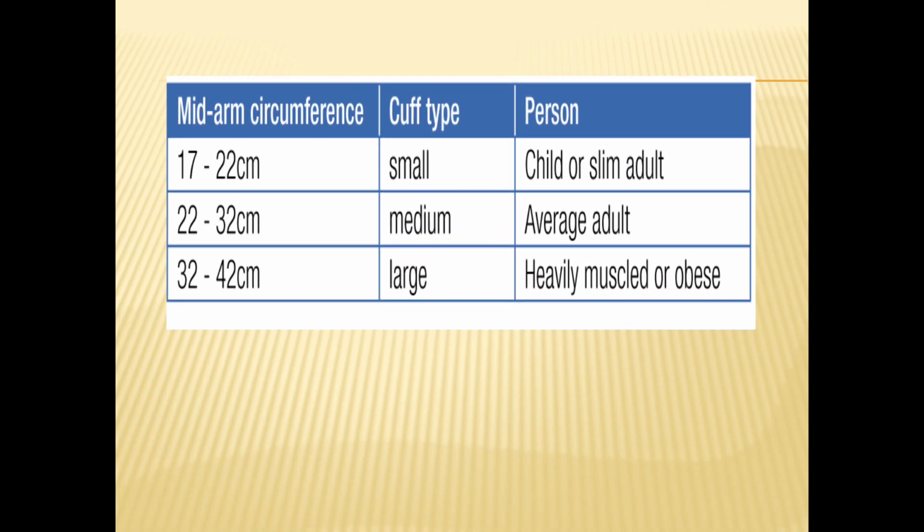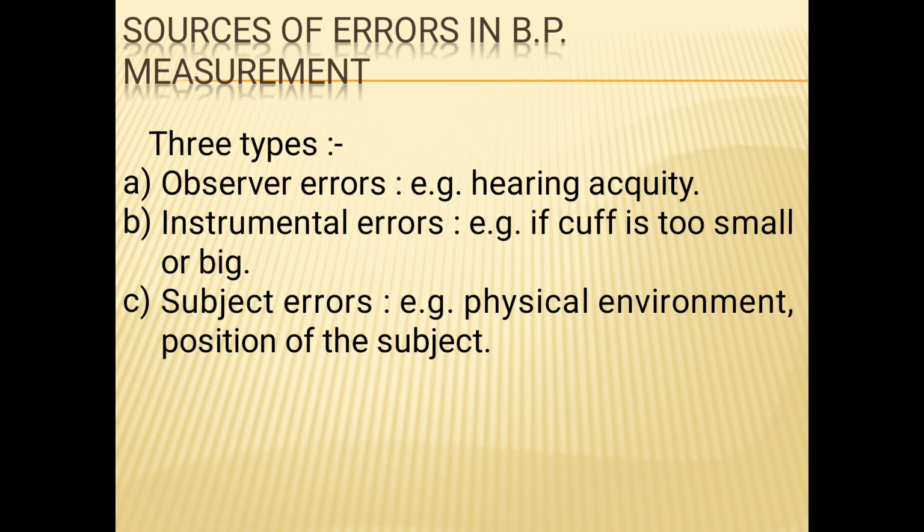And finally, according to various ranges of mid-arm circumference, various types of cuffs are provided. So if the person is a child or a slim adult, the cuff used for the blood pressure measurement will be small, and for an average adult the medium size cuff will be used, and for a heavily muscular or obese person we will use a large cuff to measure the blood pressure.